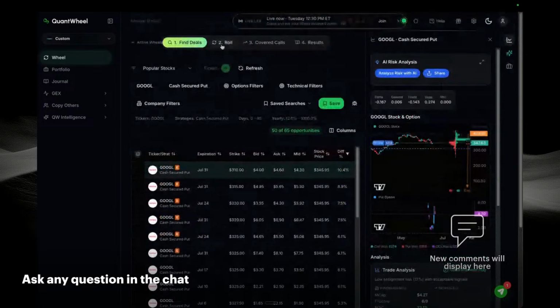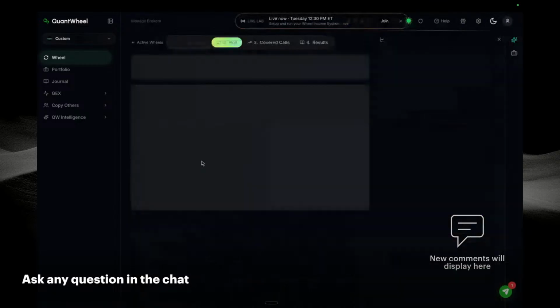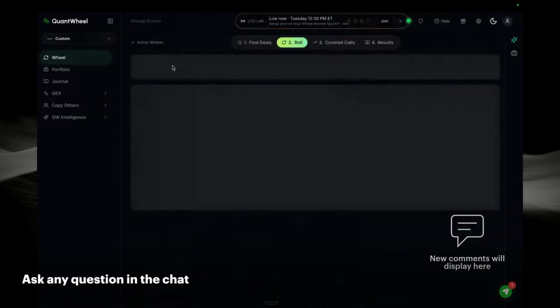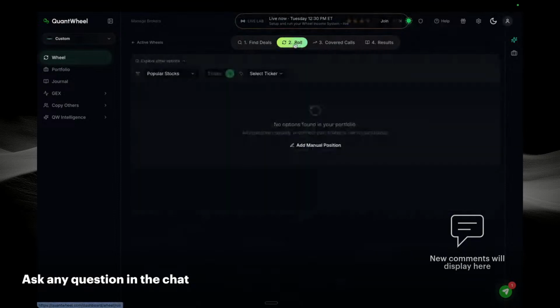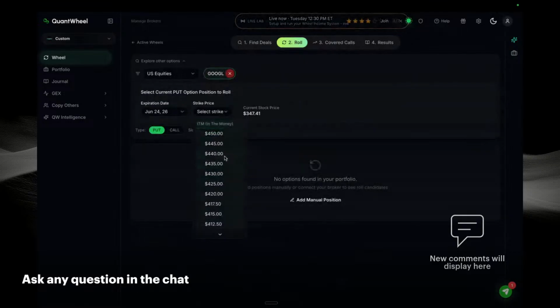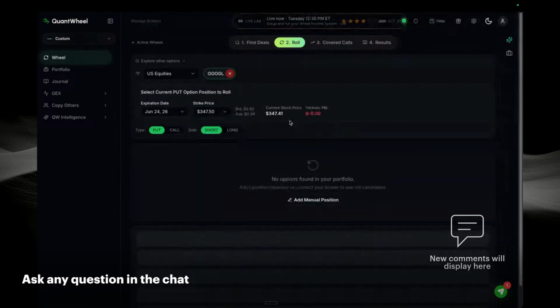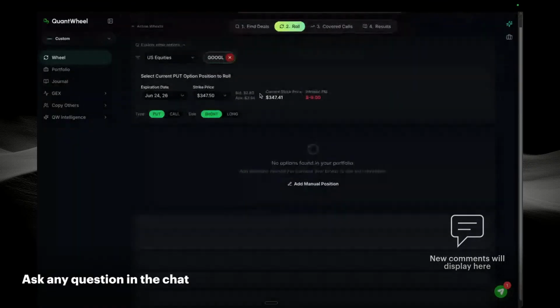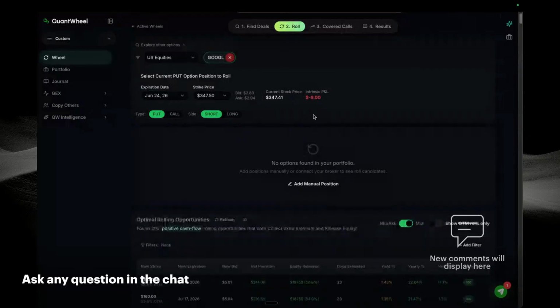Now, if you made this trade and something was messed up, next thing you can do is roll it. You go to the next step of the wheel and you roll it. You go with Google. And now you're going to select the expiry date. Let's say it's expiring tomorrow and your strike price is just around the stock price, and you're afraid you're going to have to get assigned.